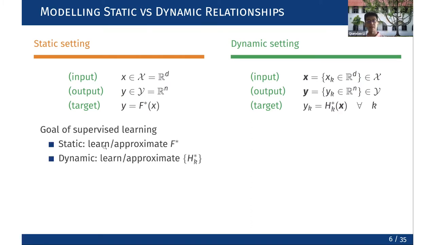So in the static setting, we want to learn an approximate f, but in the dynamic setting, we need to learn an approximate sequence of functionals, hk. Okay, and this is where a lot of the interesting stuff comes out.